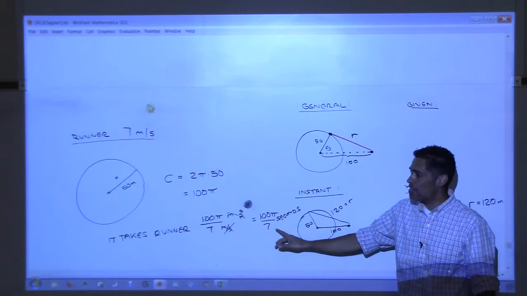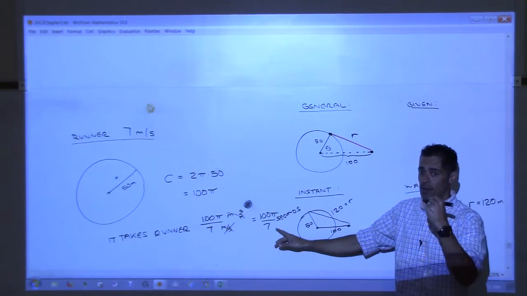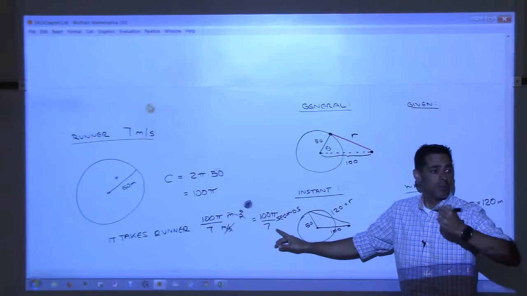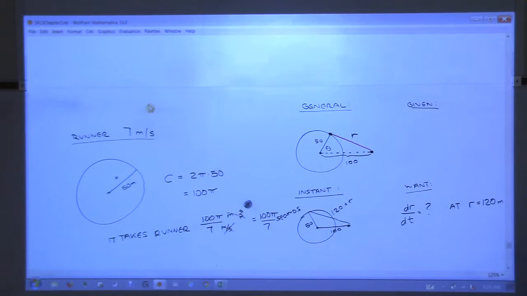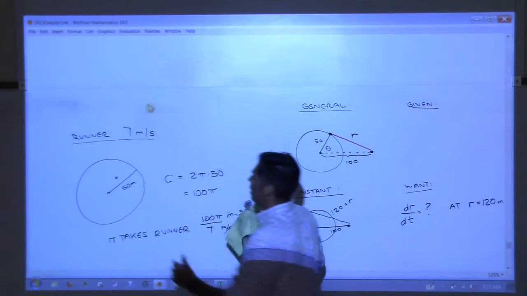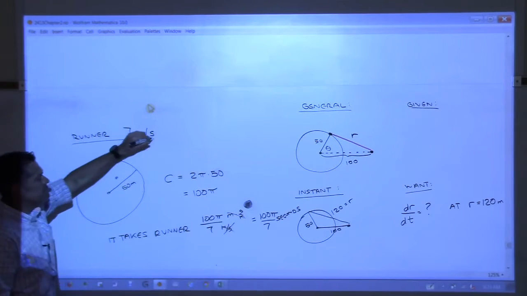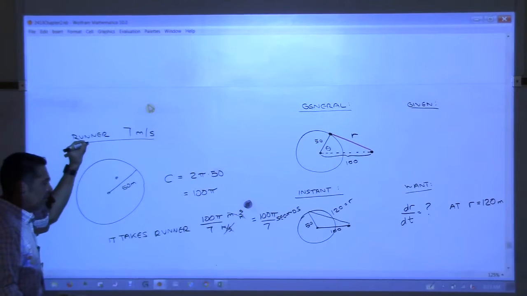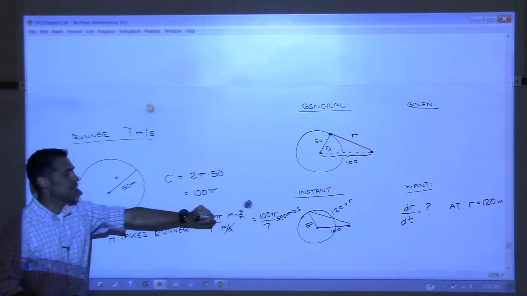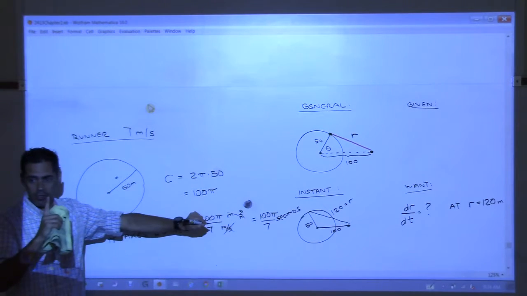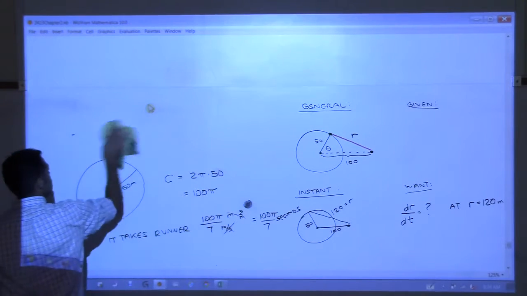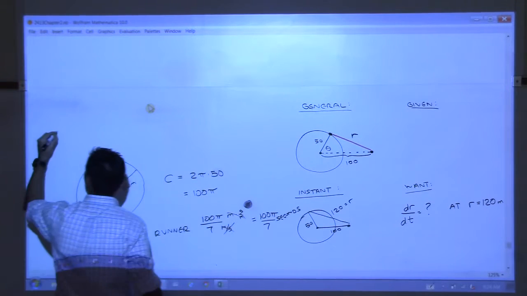100 pi over 7 seconds is how long it takes to go one lap around. Okay, so this is where the pre-cal part comes in. We have taken the speed of the runner to figure out how long it takes to go 1 circle, 1 revolution, right? And now I'm going to use that to get what's called the angular speed.